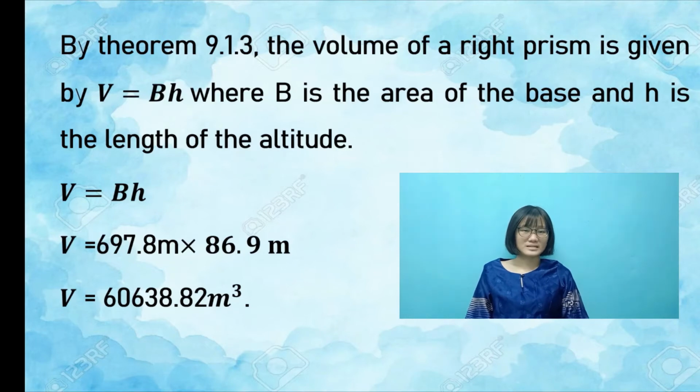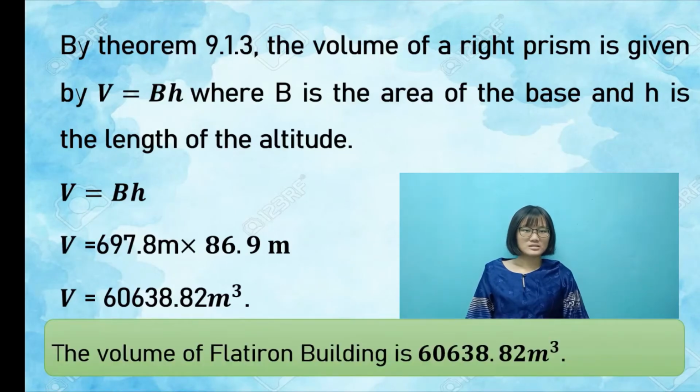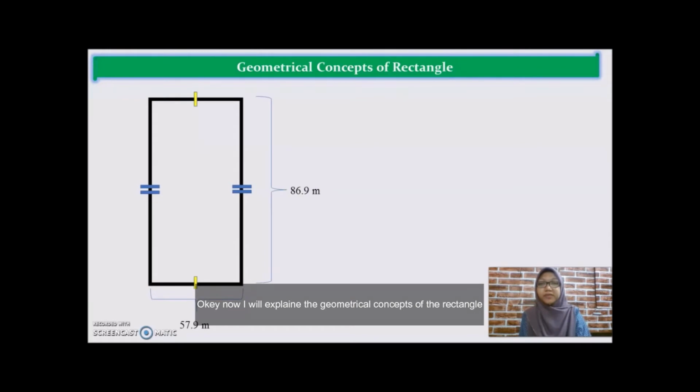By theorem 9.1.3, the volume of a right prism is given by V equals BH, where B is the area of the base and H is the length of the altitude. So the volume of the Flatiron building is 60,638.82 meters cubed. Okay, now I will explain the geometrical concept of the rectangle.